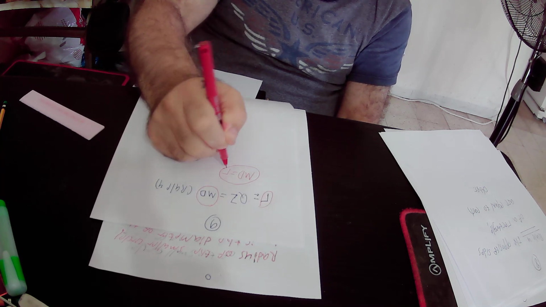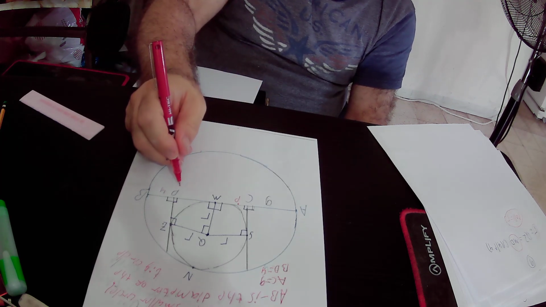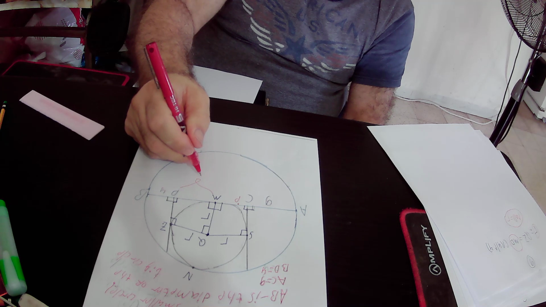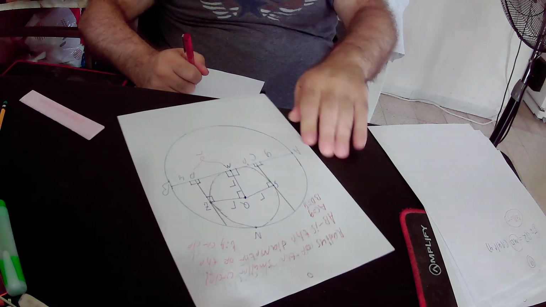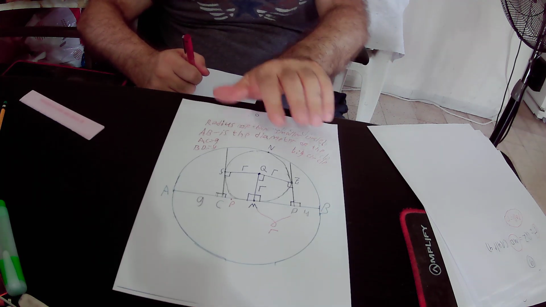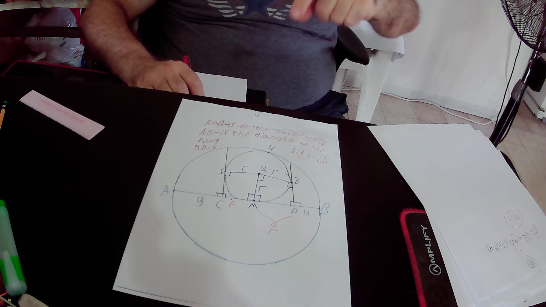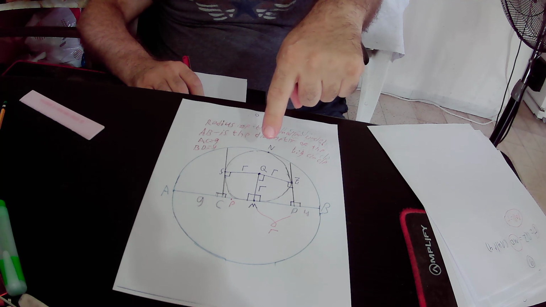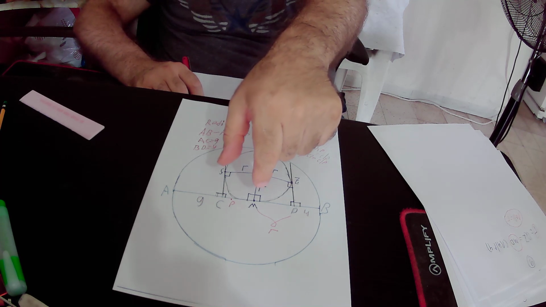MD equals the radius of the small circle. MD equals small r, that is the radius of the small circle. Okay? And we also have the quadrilateral SQCM, exactly the same. We will repeat the same process in order to prove that CM also equals small r.